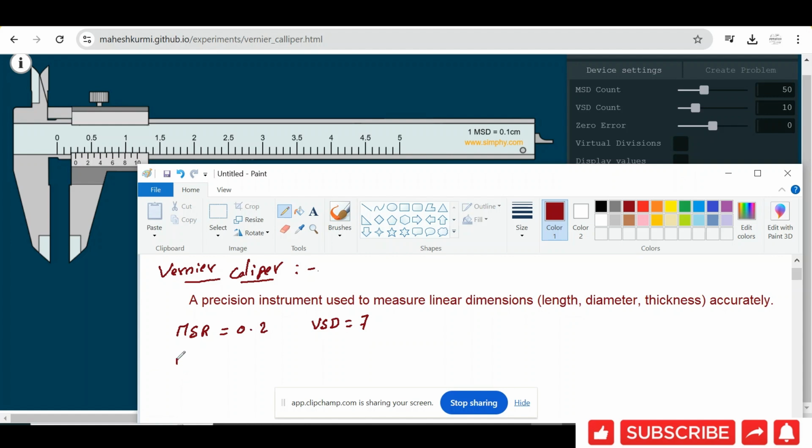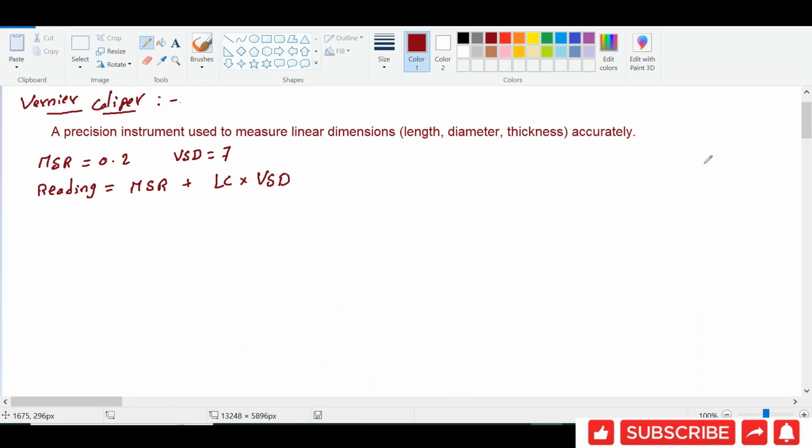Now what is the final reading? The observed reading is you have to add these two: main scale reading directly, plus least count into Vernier scale reading. Vernier scale divisions are 7, main scale reading 0.2, and now you have to find out the least count. Okay, let's talk about this least count for some time.